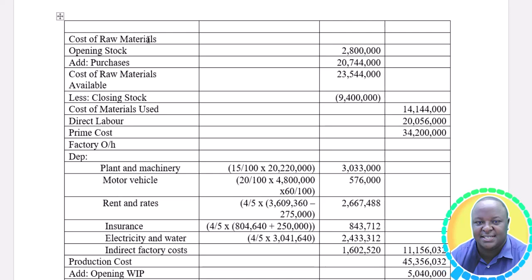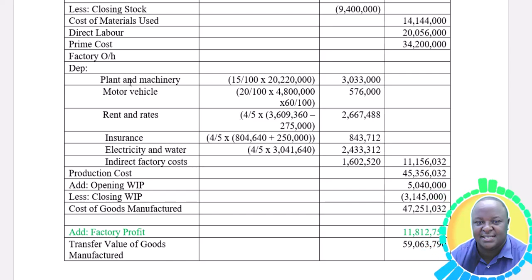So as I have said, you start with the cost of raw materials. You look at the opening stock of raw materials, not the opening stock of work in progress and all that. The opening stock of raw materials is 2,800,000. You add purchases, we are given that. You will be able to get the cost of raw materials available. Then you less the closing stock of the raw materials. You will get the cost of materials used, which was 14 million. So you add direct labor, you are going to get the prime cost.